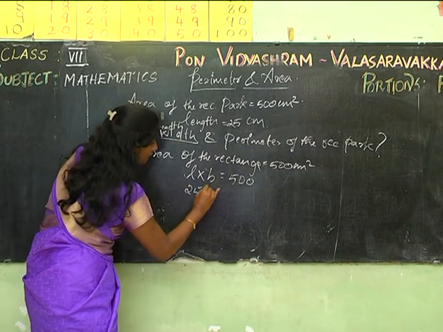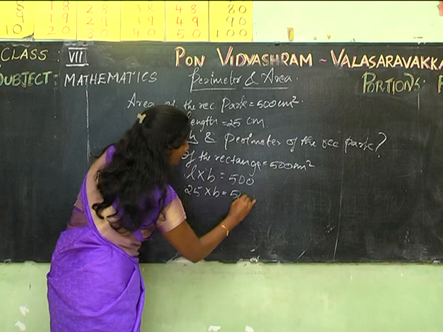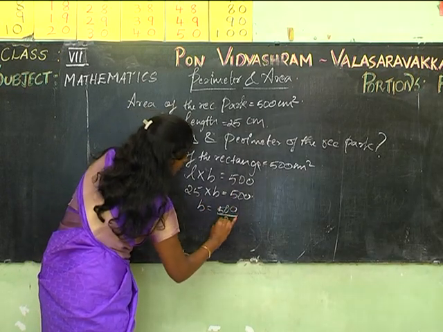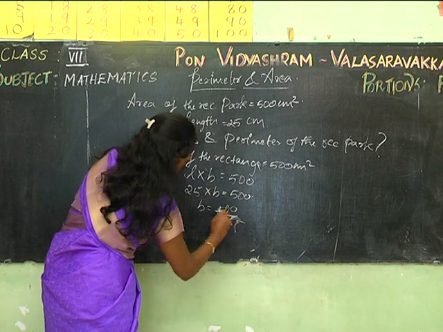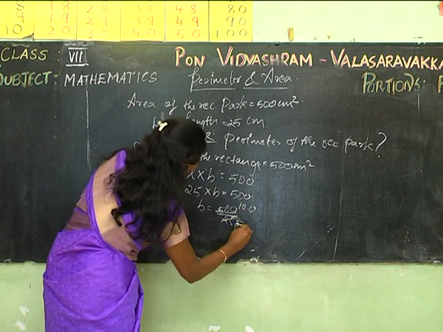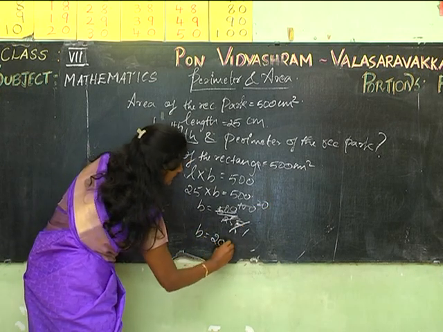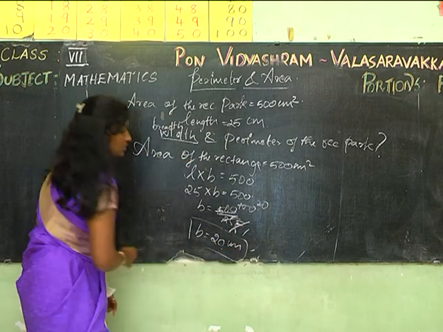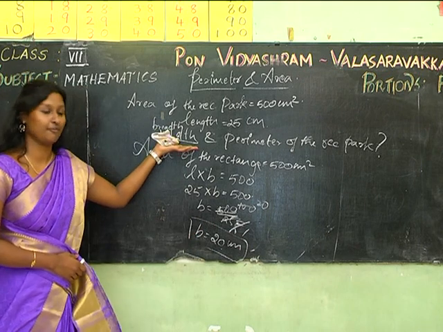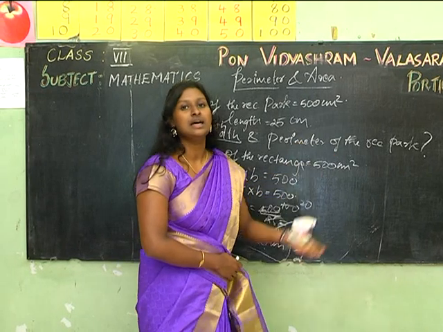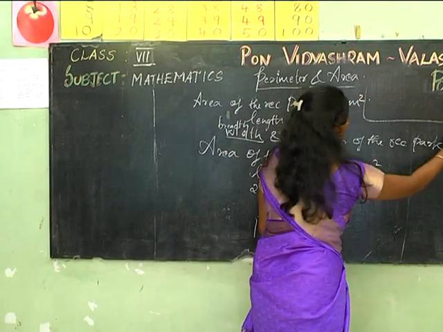The length 25 into breadth is equal to 500. So breadth is equal to 500 by 25. If you cancel it out, the breadth is 20 centimeters. So our first work is over. We have found the breadth of the rectangular part. Next we are supposed to find the perimeter of the rectangular part.